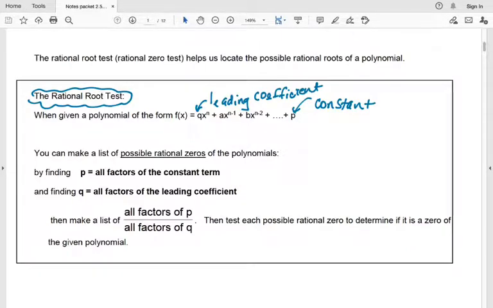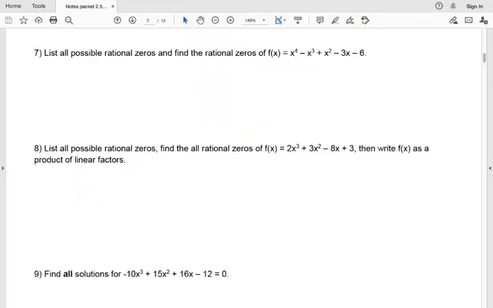If you take all of the factors of that p-value and all of the factors of the leading coefficient, the q value, and then you do p over q, those will give you possibilities for zeros. Okay, let's do some examples of those. So for example, this right here is my p, and the number in front of x to the 4th is my q.